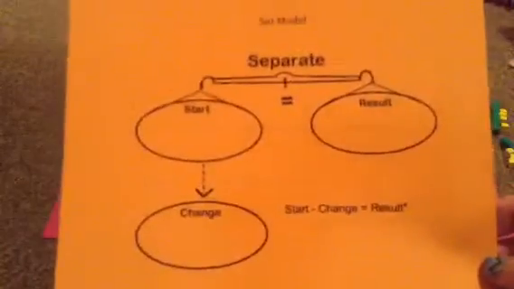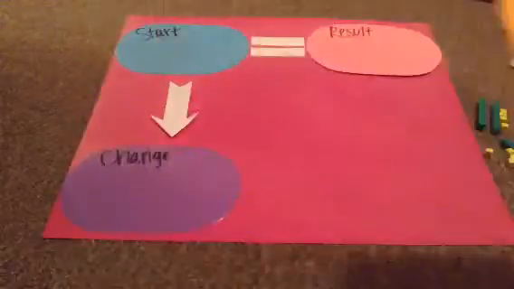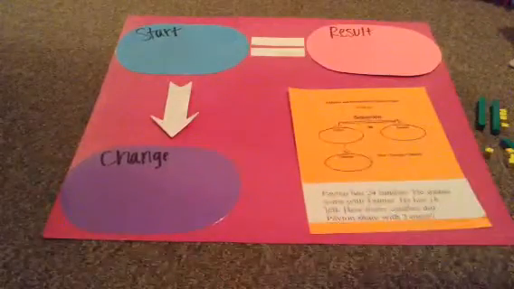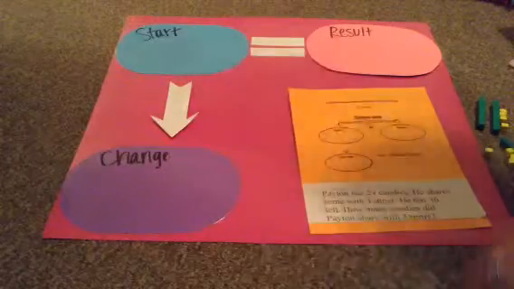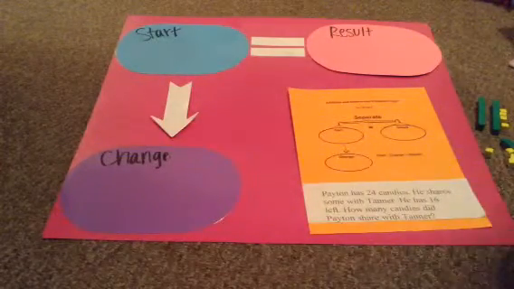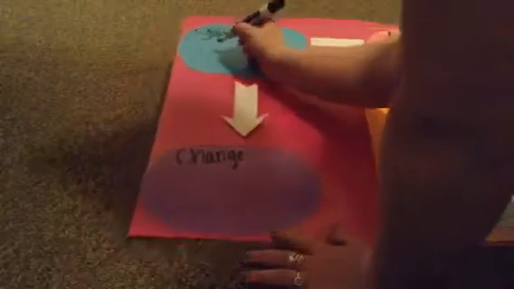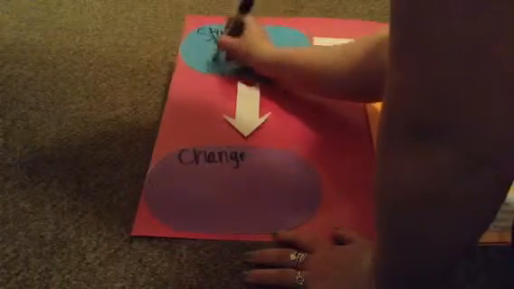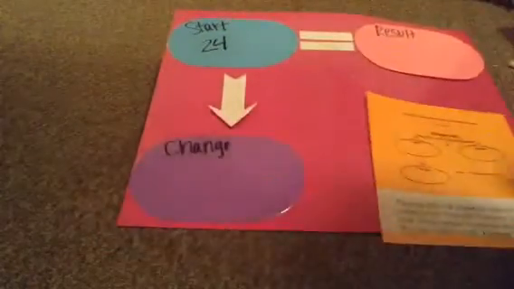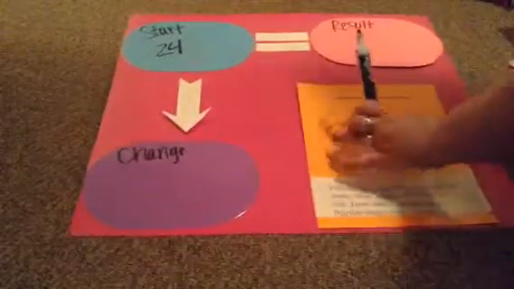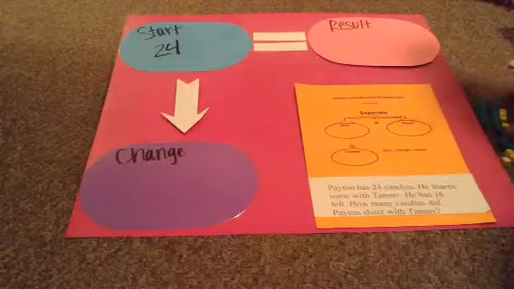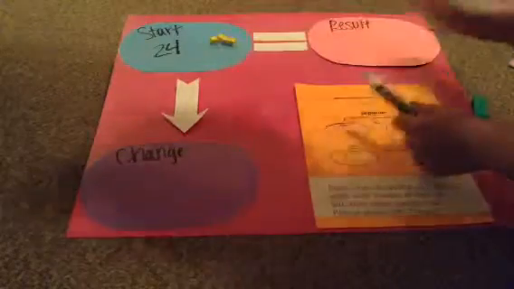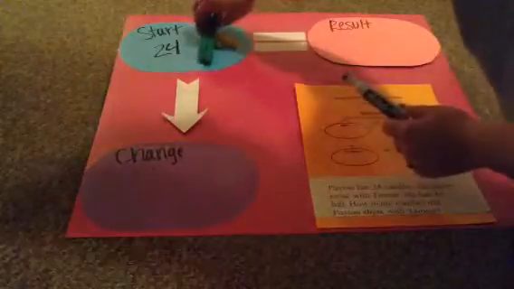You can see this problem is set up a lot like our other problem. So let's go ahead and write our amounts in the bubbles that they go in. So we can see on our problem, it says Peyton has 24 candies. So that's how many he's starting out with. So let's write 24 on our map. And let's show that with our base 10 blocks. Okay? Let me grab 4 ones and 2 tens.